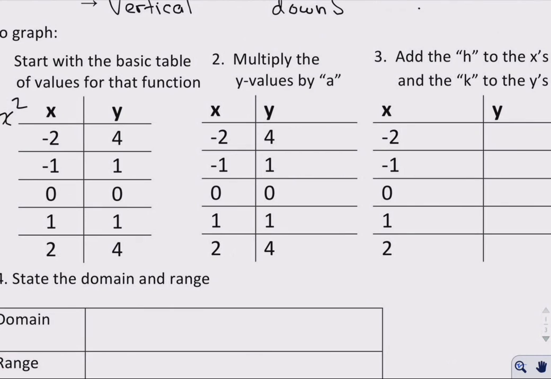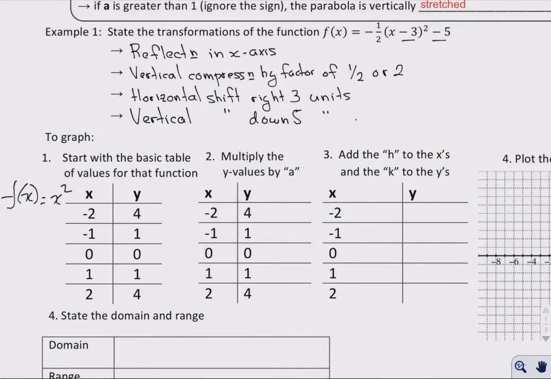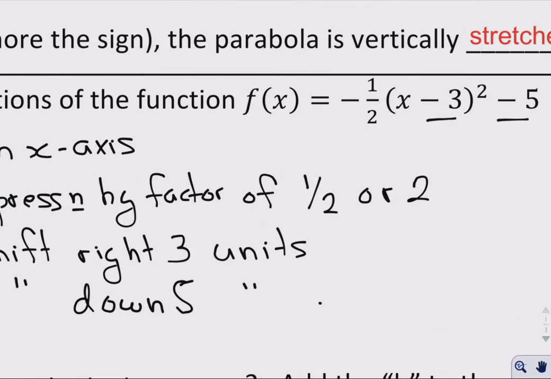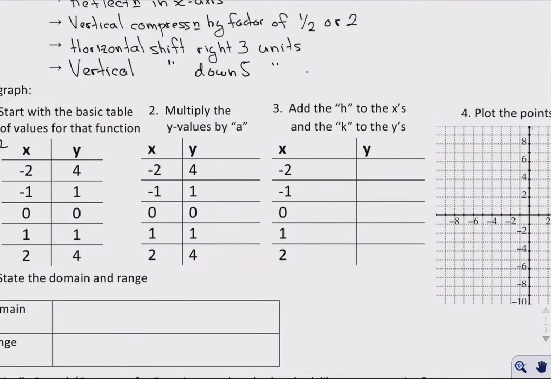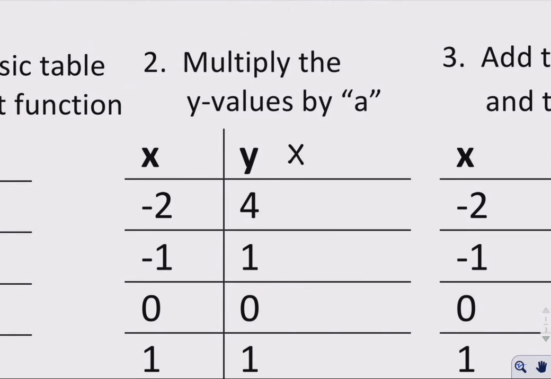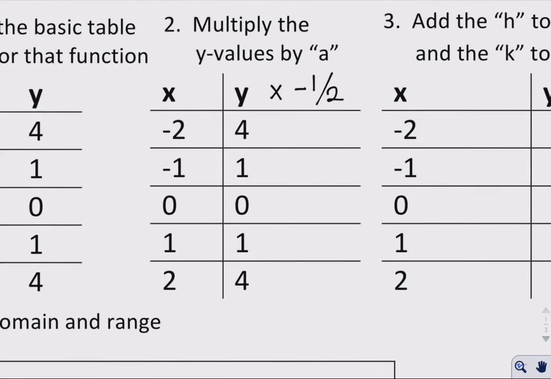Next, here's the new part. I multiply all the y values by a. So in this case, my a value, okay, and I'm including the sign here, is -1/2. So what does that mean? My y value will be multiplied by -1/2, or by 0.5. What does this do to each of my y values? Well, the 4 becomes now -2. The 1 becomes now -1/2. 0, well, that stays the same. 1 becomes -1/2 again, and 4 becomes -2.